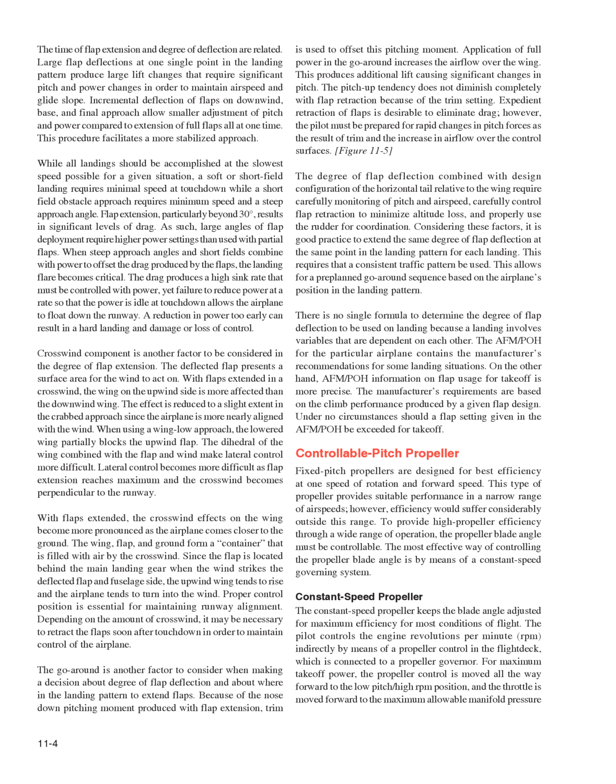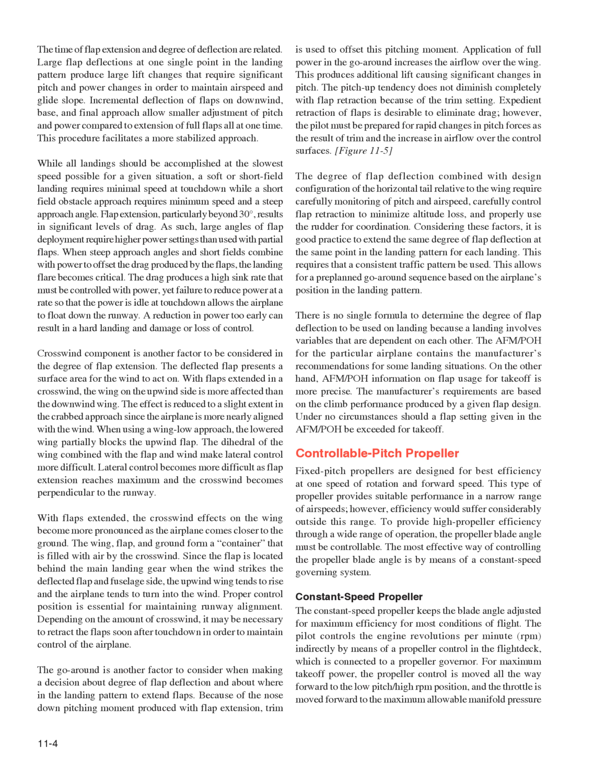Lateral control becomes more difficult as flap extension reaches maximum and the crosswind becomes perpendicular to the runway. With flaps extended, the crosswind effects on the wing become more pronounced as the airplane comes closer to the ground. The wing, flap, and ground form a container that is filled with air by the crosswind. Since the flap is located behind the main landing gear, when the wind strikes the deflected flap and fuselage side, the upwind wing tends to rise and the airplane tends to turn into the wind.